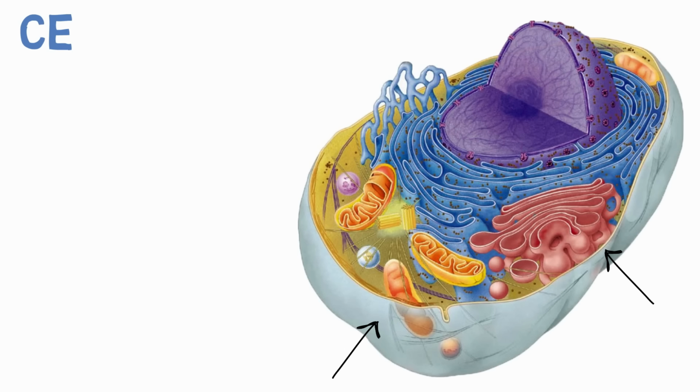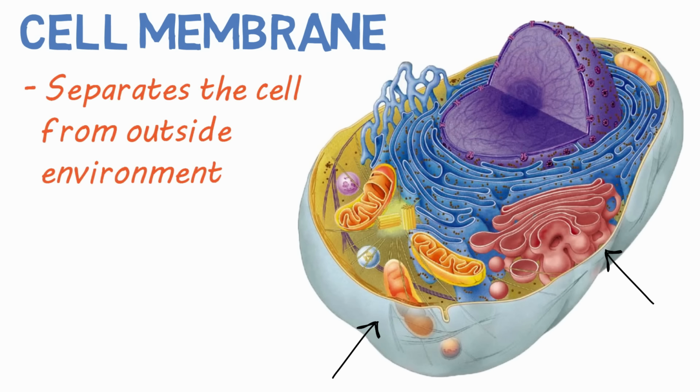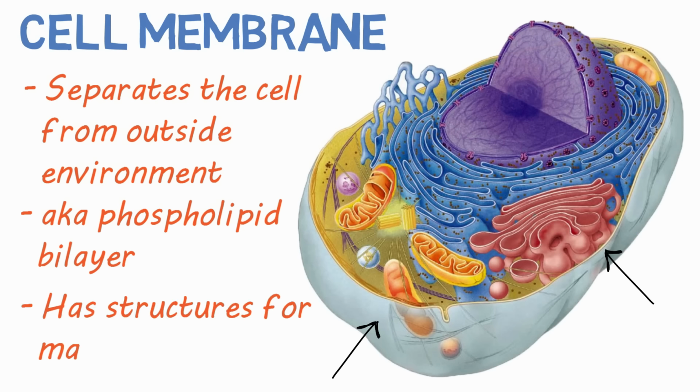We'll start on the outside with the cell membrane. This is what separates the cell from the environment outside the cell. It is also known as the phospholipid bilayer and has various structures to allow for the inflow and outflow of water and other molecules and compounds.